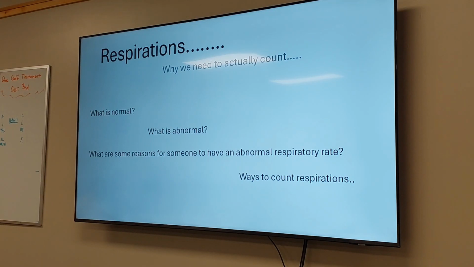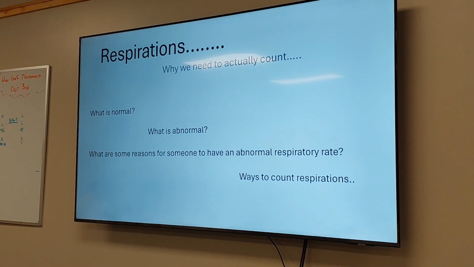Respirations. Why do we need to actually count respirations? Why is it important? Anybody? Make sure they're breathing. Okay, what can respirations tell you? Whether it's labored or they're working at it. They can tell you sick or not sick, right? In simple terms, if it's abnormal, there's a good chance that they're sick. If it's normal, there's a good chance that they're okay.